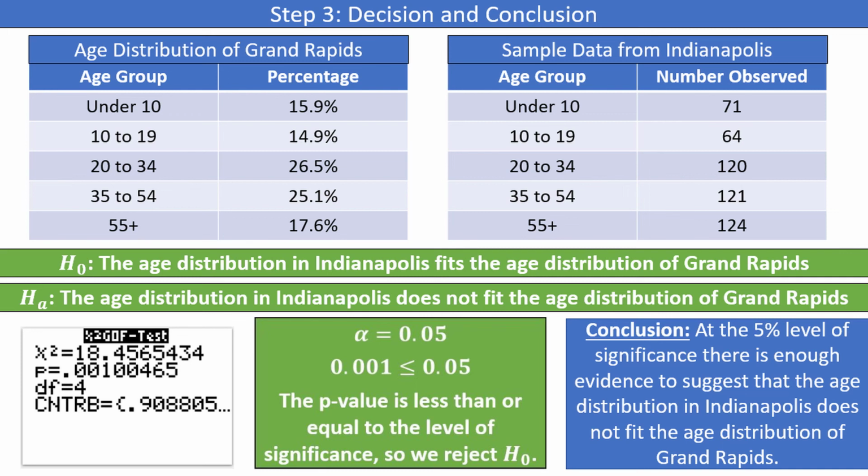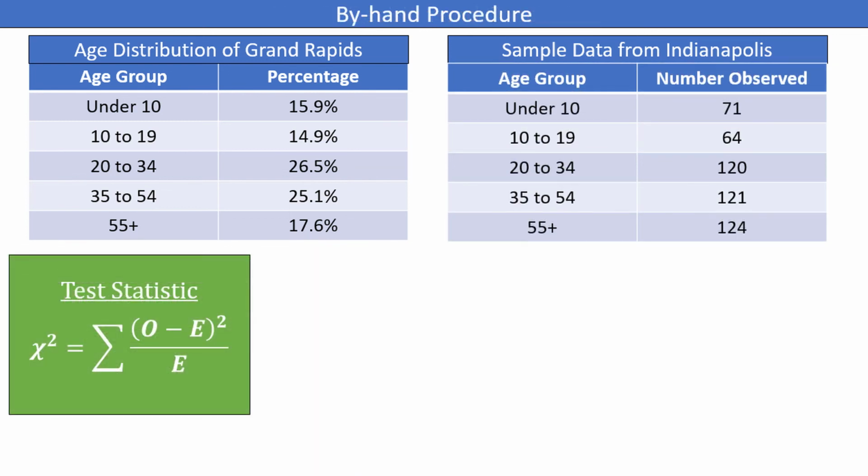Okay, that completes the test using the calculator, but just in case you were curious how to complete the test by hand, once you found the column of expected values, you would need to plug into this formula. The sum of observed values minus expected values squared divided by the expected values. All this means is, for each of the 5 categories, or however many categories you have in your problem, take the observed value, subtract the expected value, square your answer, and then divide by the expected value. At the end, add up all of your values together and you will have the chi-square test statistic.